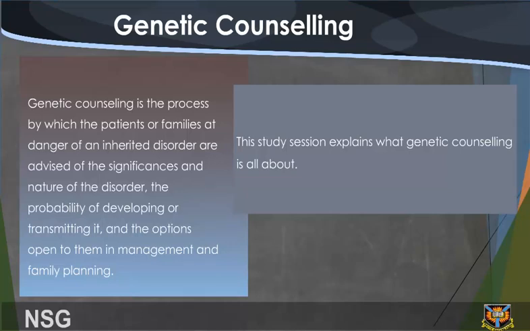Genetic counseling is the process by which patients or families at risk of an inherited disorder are advised of the consequences and nature of the disorder, the probability of developing or transmitting it, and the options open to them in management and family planning. This study session explains what genetic counseling is all about.